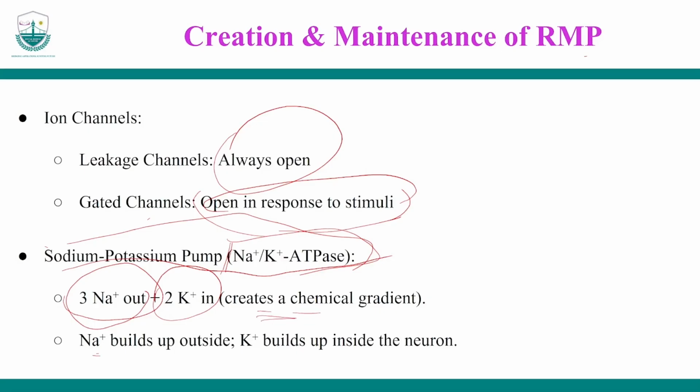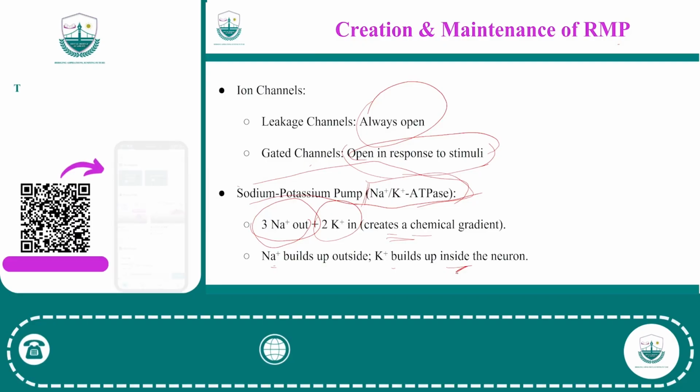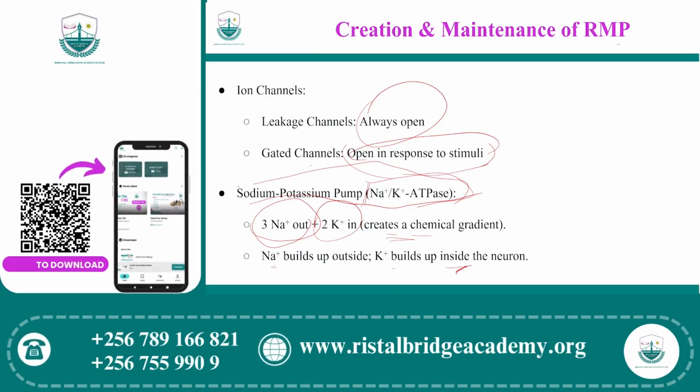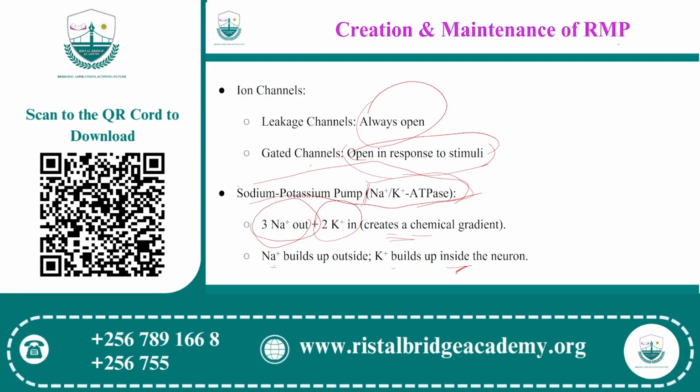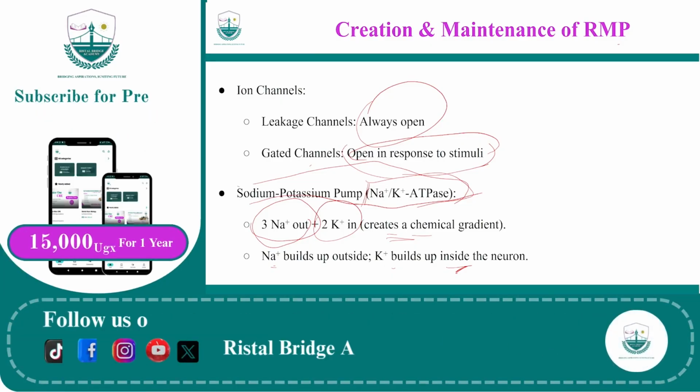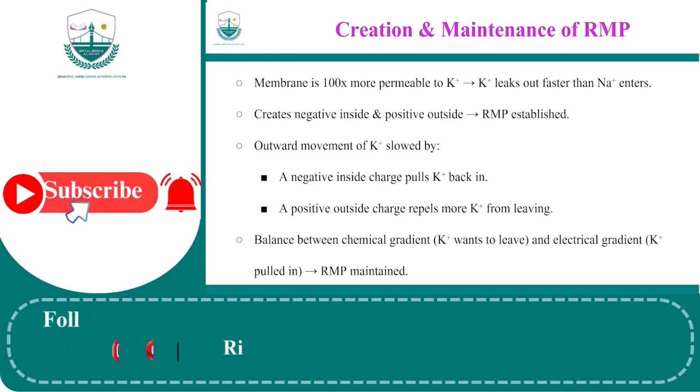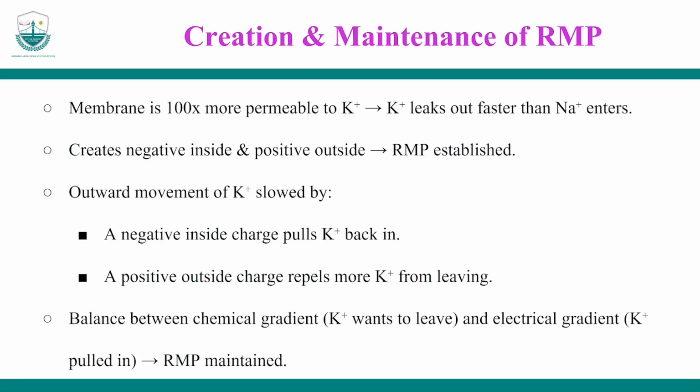So as a result of this sodium potassium pump, you'll have more sodium ions outside the neuron, and more potassium ions inside the neuron. And that is why you'll have that negative charge inside and positive charge outside. But the question that you should ask yourself is, potassium and sodium are both positively charged. So how come we actually have a negative charge inside the neuron?